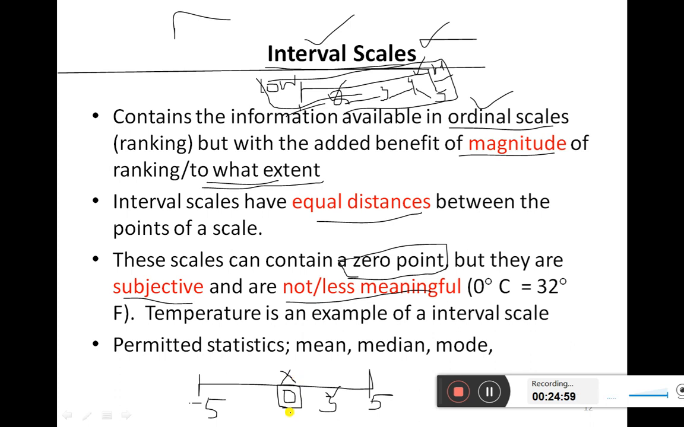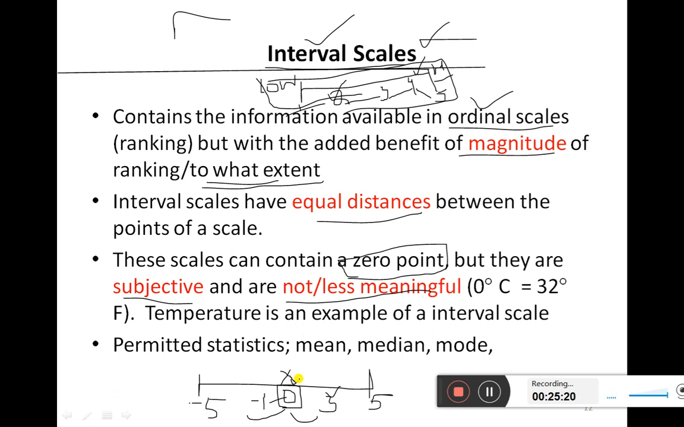We can go to the positive side from 0, or we can go to the negative side from 0. For example, -1 temperature. It means that this temperature is below 0, that is near to 0. So when we say 0, it is what?